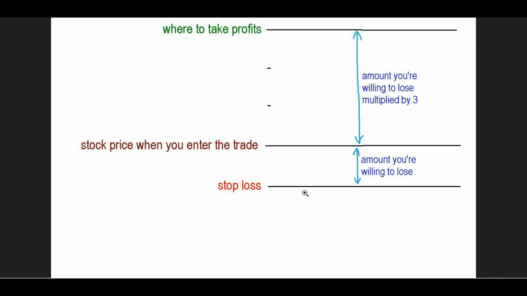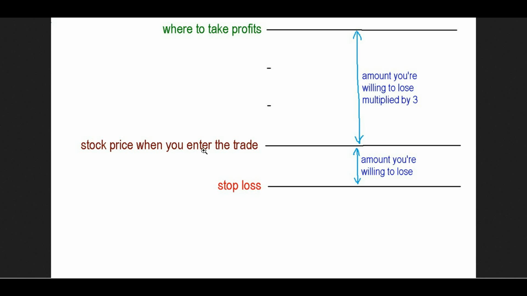Simple. Then you figure out where to take profits if the stock price starts to move up and everything goes great. What you do is remember that amount you're willing to lose that you committed to. You decided you're willing to lose that without getting emotional. Take that amount you're willing to lose and multiply it by 3. In this Apple example, you take the $5, multiply it by 3, so $15.